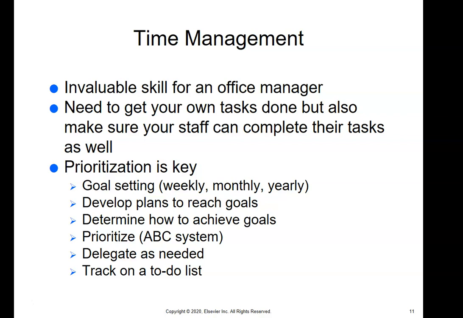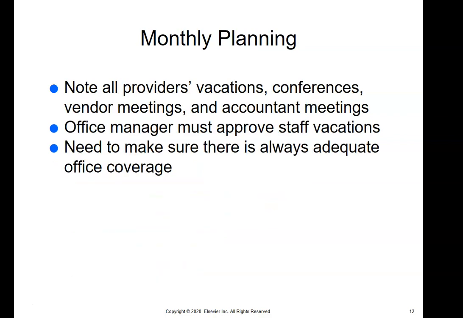One of the ways to prioritize is to use the ABC system. The most urgent or important task is given an A. Less urgent or important tasks are given a B. And those that are least urgent or important are given a C. Monthly planning. Note all providers' vacations, conferences, vendor meetings, and accountant meetings. The office manager must approve staff vacations, and they need to make sure that there's always adequate office coverage.